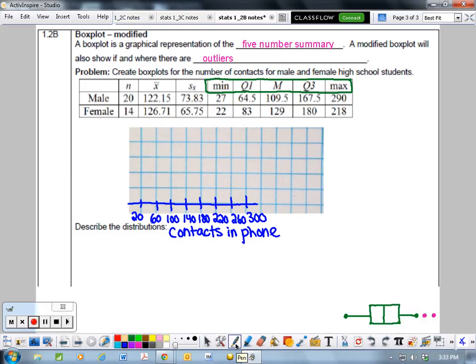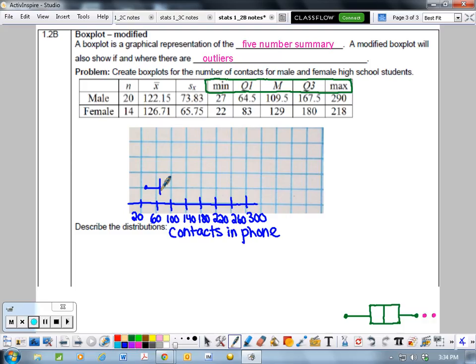So for males, we're going to go ahead and start with our minimum value at 27. So I'm going to put a dot at approximately what I believe to be 27. And then I'm going to graph the first quartile, which is 64.5. So I'm going to put the line there, and then I connect the dot to the line. So there's my minimum, my first quartile.